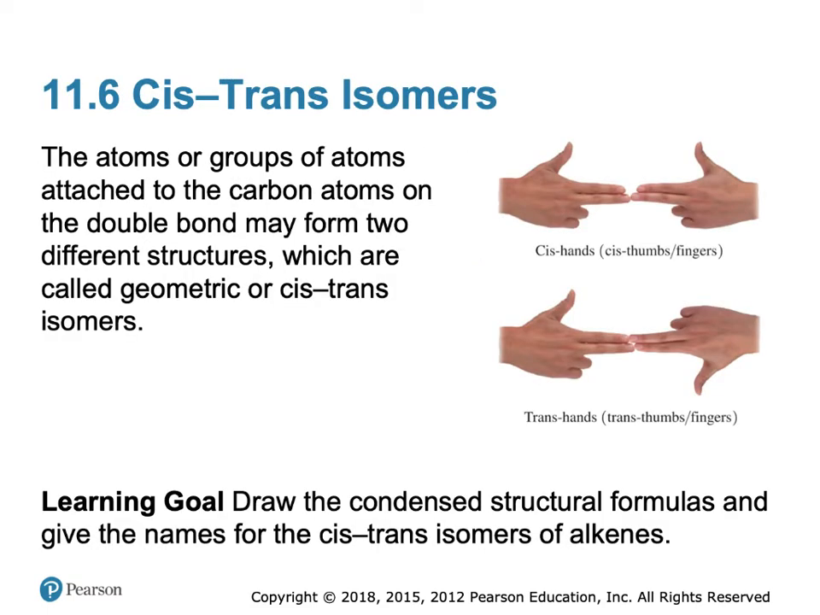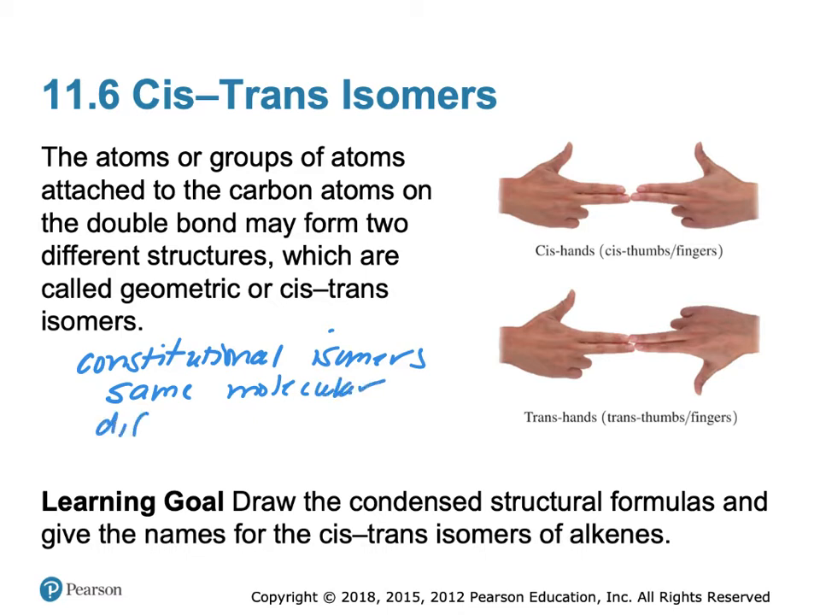Now we are going to explore a concept known as geometric isomerism or cis-trans isomerism. We already looked at constitutional isomers or structural isomers. This is where you have the same molecular formula but a different connectivity or structure.